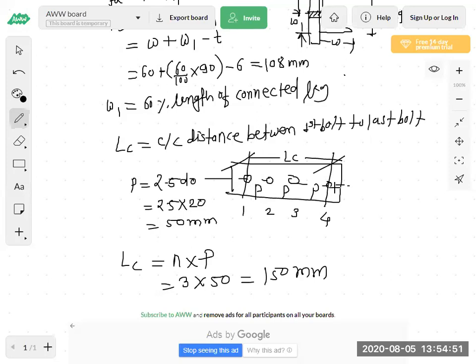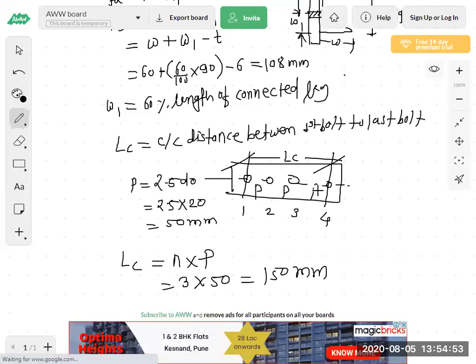So here 4 bolts are there. So 1, 2 and 3 pitches are there. So we have calculated the pitch distance also. 50 mm is the pitch distance. And how many pitches are there?